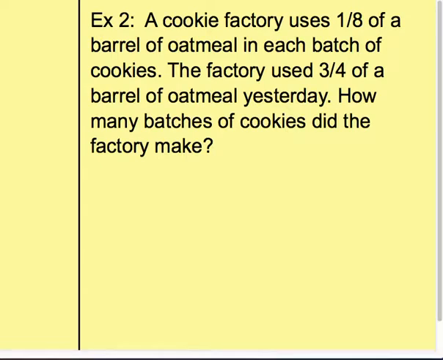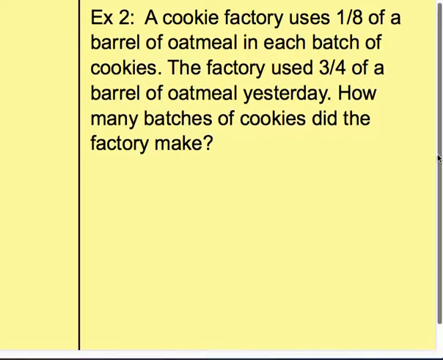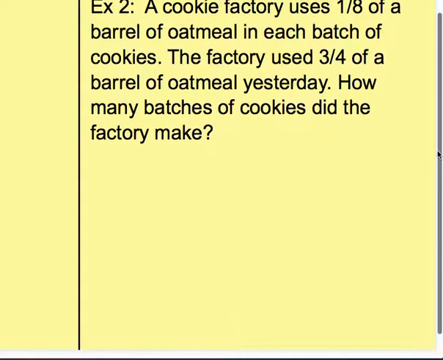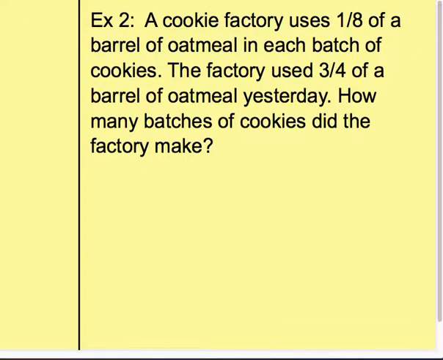Alright, so our next one we've got a word problem. A cookie factory uses 1/8 of a barrel of oatmeal for each batch of cookies. They used 3/4 of a barrel of oatmeal yesterday. So how many batches did they make? Well, let's take a look at this with whole numbers to make it a little easier. Let's say a cookie factory uses 1 barrel of oatmeal for each batch of cookies, and yesterday they used 3 barrels. How would we figure out how many batches they made?